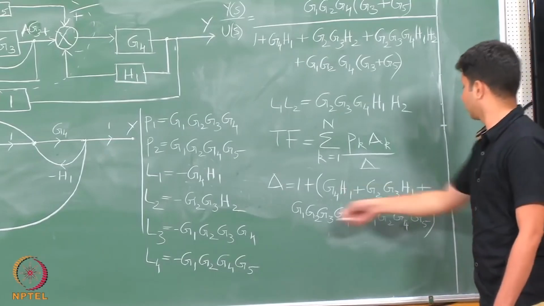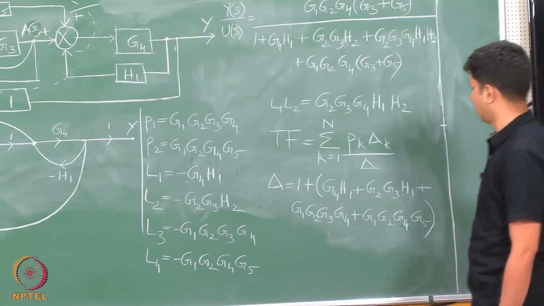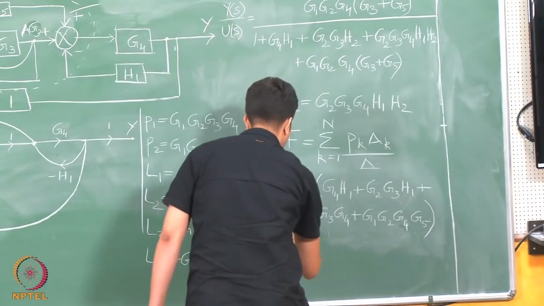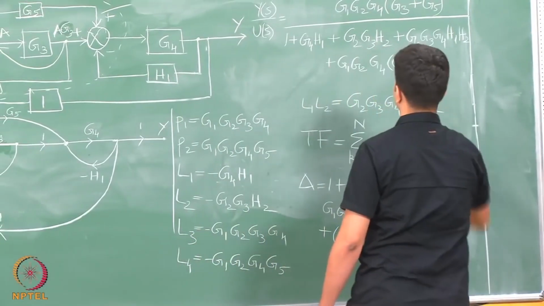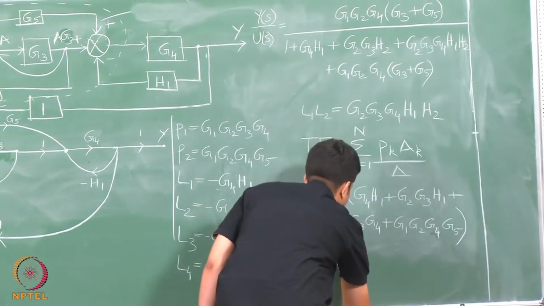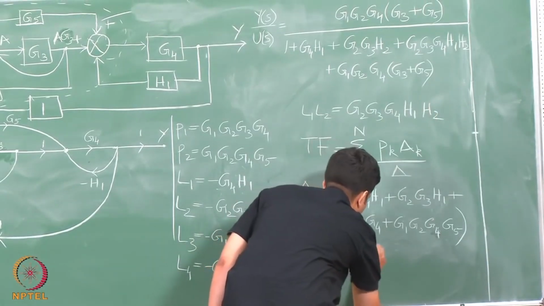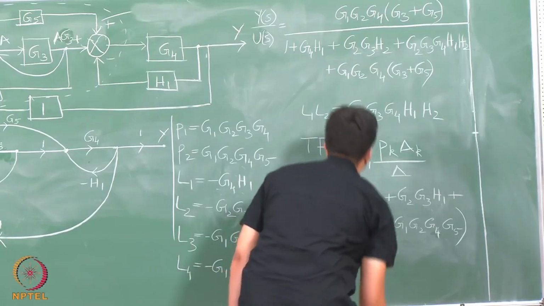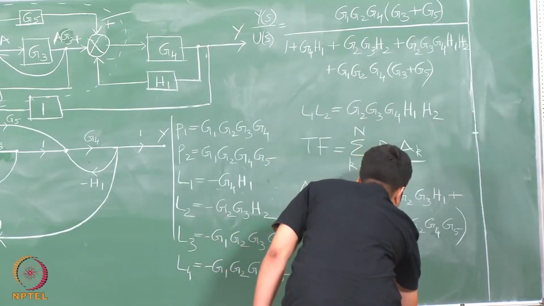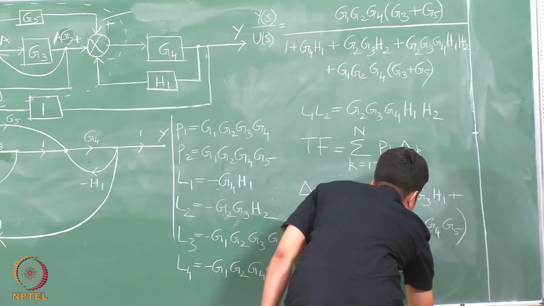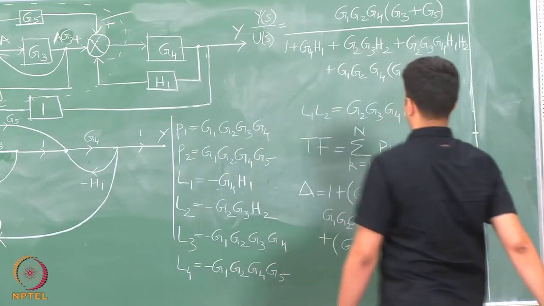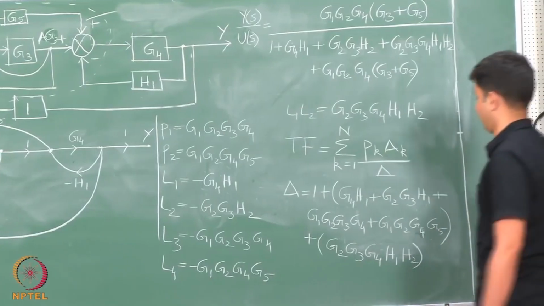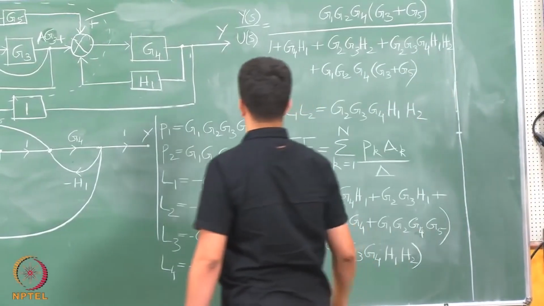So, these are all the individual loops plus the products of the non touching loops. We have only one set of non touching loops, I will just add it here. So, this is delta. So, what about delta 1?